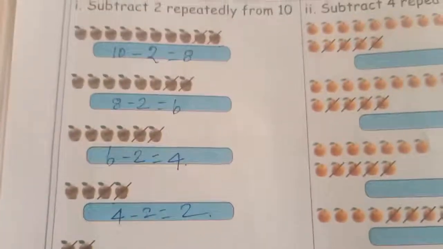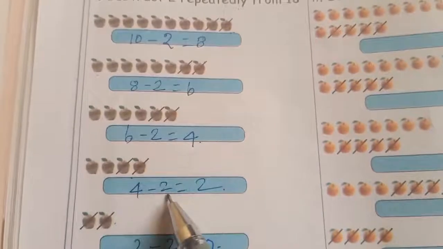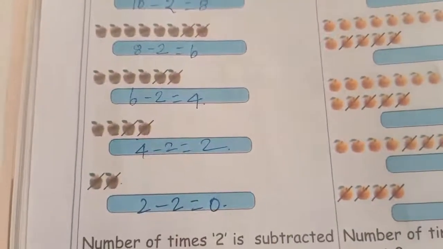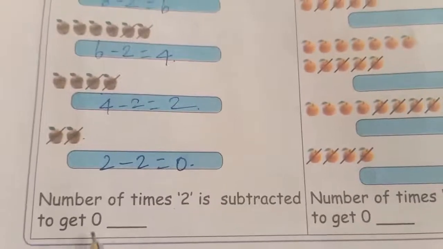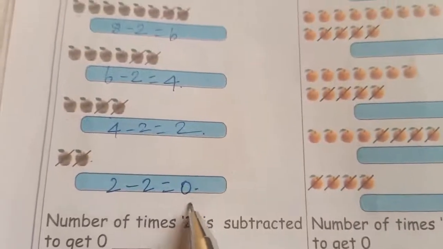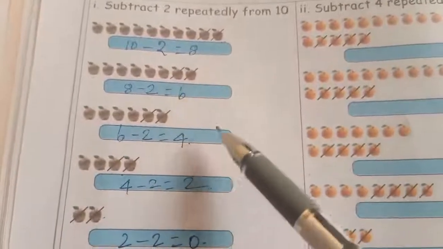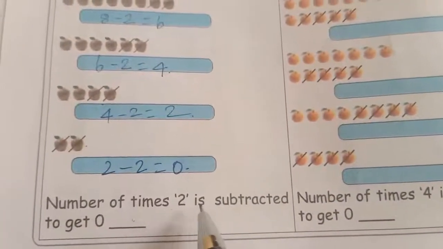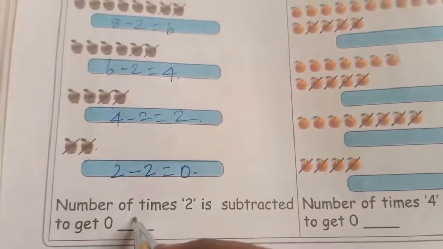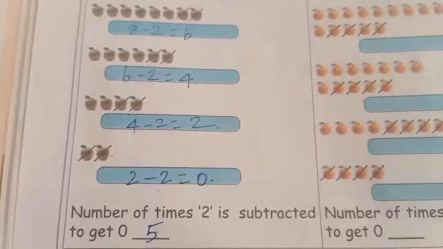So here, repeatedly what number are we subtracting? 1 2 3 4 5. 5 times we are subtracting 2. So the number of times 2 is subtracted to get 0. We want 0, so how many steps are we going here? 1 2 3 4 5 steps. So the number of times 2 is subtracted to get 0 means what? 5. The fifth time we will get the 0.